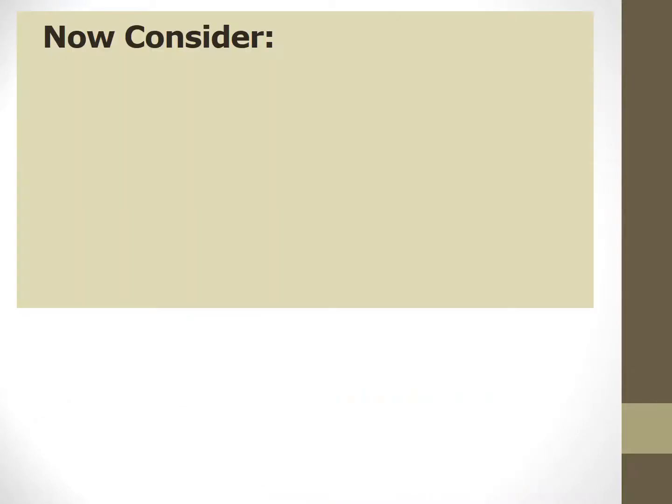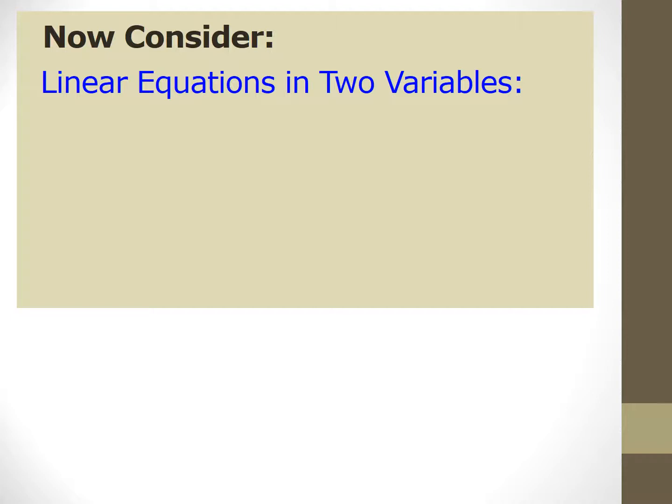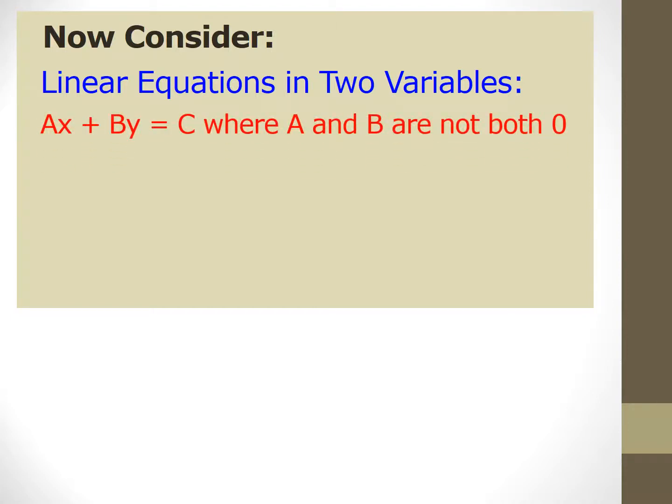Now, what we're going to think about today is what if we had a linear equation in two variables? It would look like this. First of all, there would be a term dealing with x, but there's also a term dealing with y. So ax plus by equals c, where a and b are not both 0. We're going to see a little later that it might be possible that one of them ends up being 0, but we can't have both being 0.